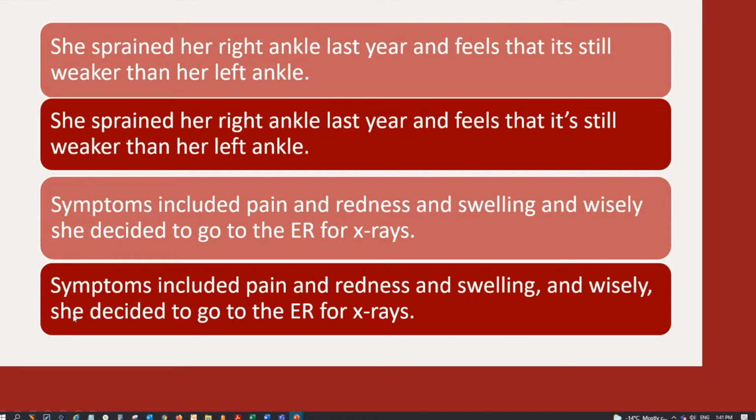And then she decided to go to the ER for x-rays. That's a complete sentence. So we see the word and there. That is acting as a conjunction now because it's joining two complete sentences together. So then, excuse me, I've got hiccups.